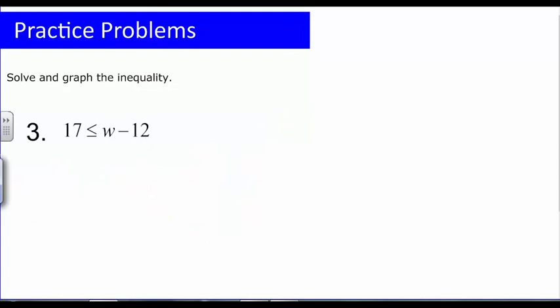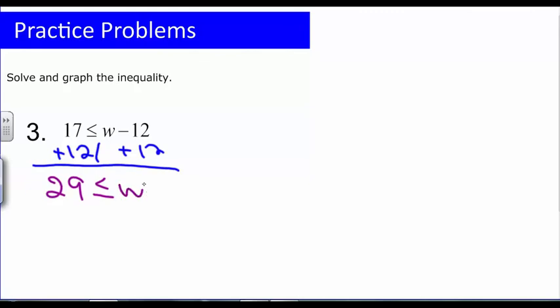And last, 17 is less than or equal to w minus 12. Alright, I want to zero out the constant that's on the variable side. I'm going to add 12 to both sides. And I get 29. Bring down the inequality, less than or equal to w. That's my solution. Now I need to graph this solution and mark my boundary. My boundary is at 29.